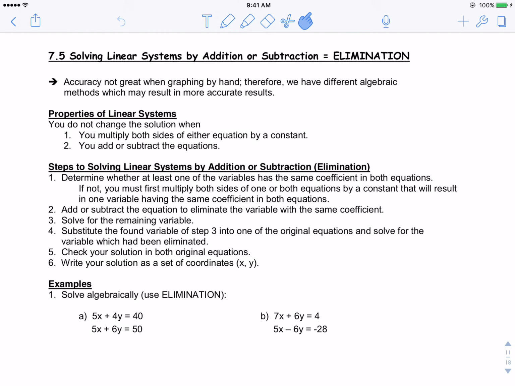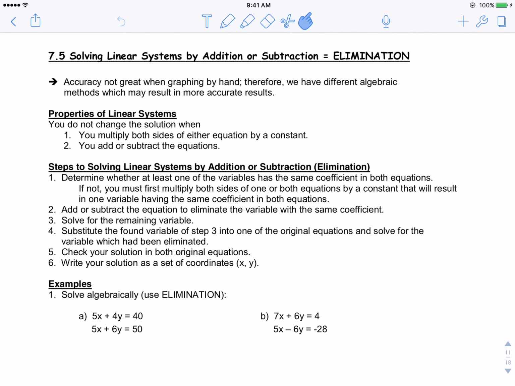So the reason why we have a couple of different ways to solve systems algebraically is because graphing sometimes is not very accurate. We end up with points that don't fall on exact intersections. We may end up with graphs that need to be far too large for us to draw. So, a couple of different reasons. We've already looked at elimination as one algebraic method.